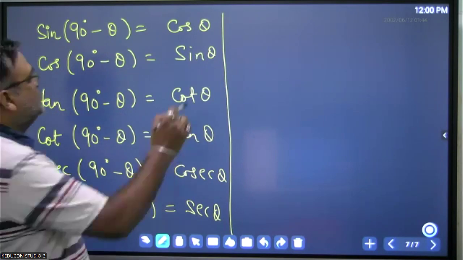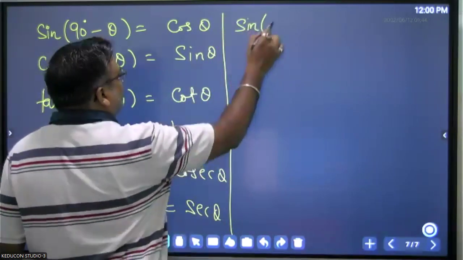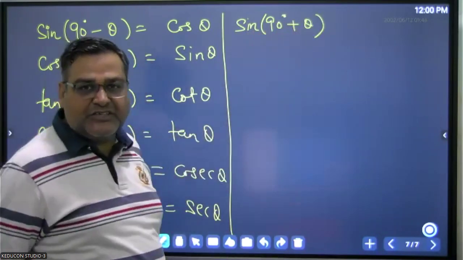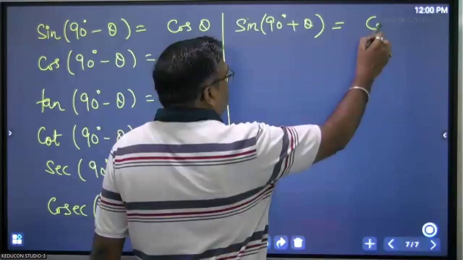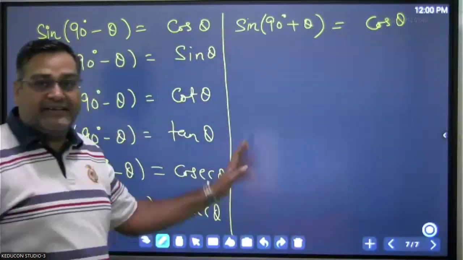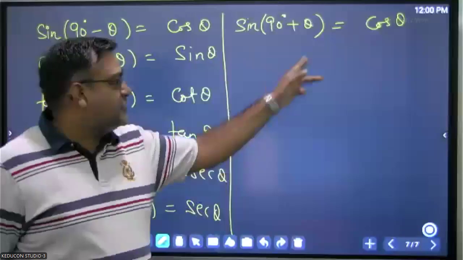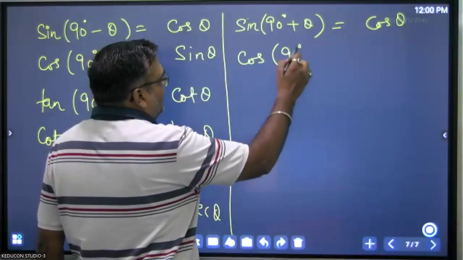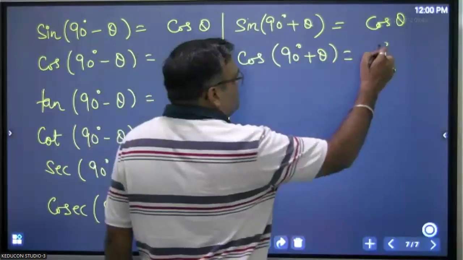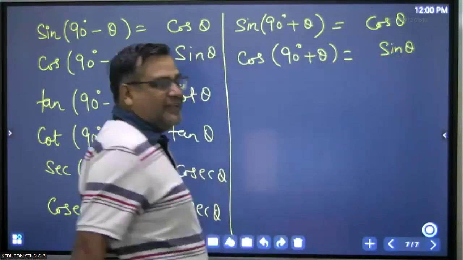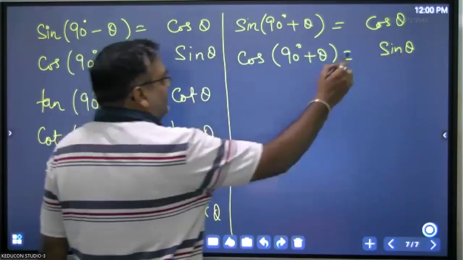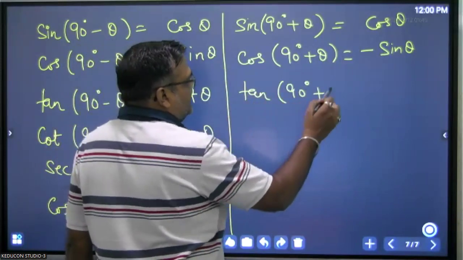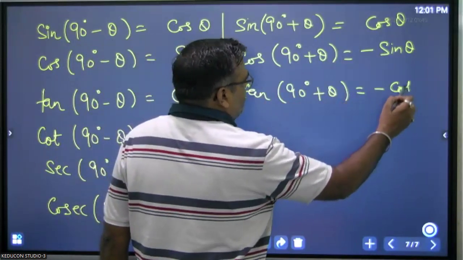Similarly, if you have to do sine of 90 plus theta, as we have done already, again the trigonometric ratio will be changed to its complementary, that is cos, and the sign of sine in the second quadrant is positive, so there it will be positive. If it is cos, the first concept is cos will change into sine, but cos theta in the second quadrant will be negative, hence it will be negative. Similarly, tan of 90 plus theta will be minus cot theta.